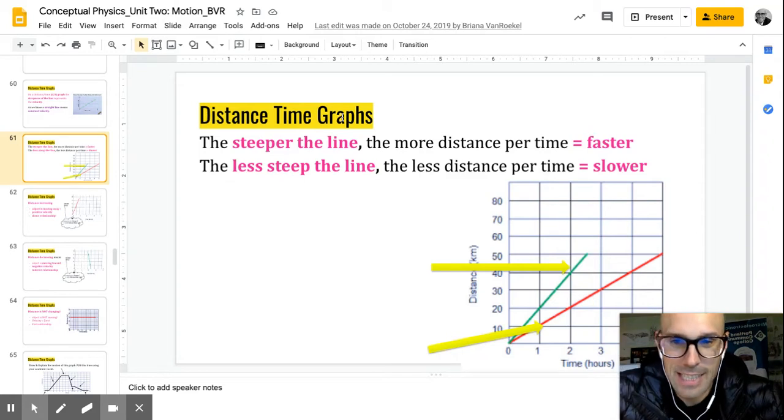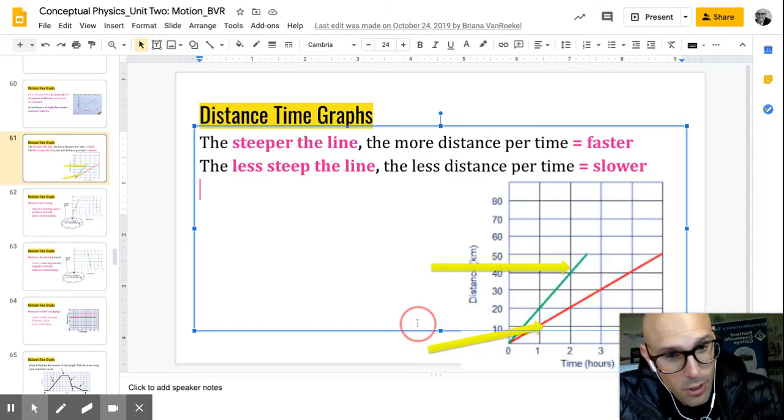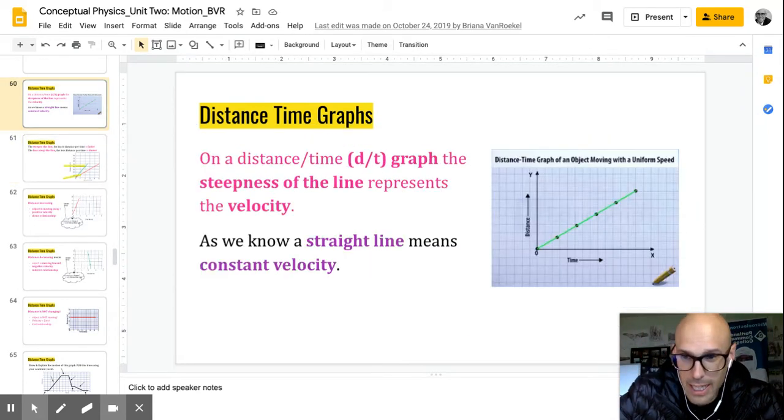Okay, so distance time graphs. The steeper the line, the more distance per time. It's faster. So here we have a steeper graph, this green one.